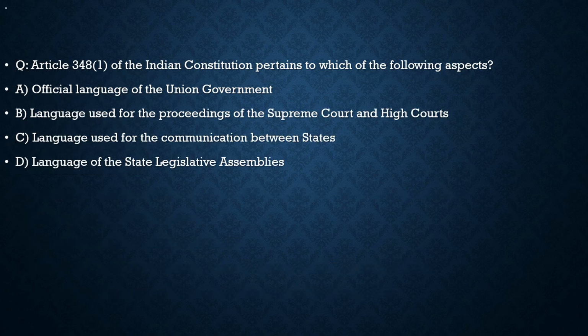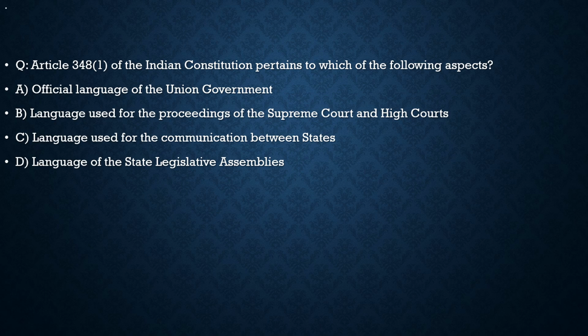Now let's move to another question. It talks about Article 348(1) of the Indian Constitution pertains to which of the following aspects? First, official language of the Union government. B, language used for the proceedings of the Supreme Court and High Court. C, language used for the communication between states. D, language of the state legislative assemblies. For this question, the correct option is option B, which is language used for the proceedings of the Supreme Court and the High Court. And for them, the language which has been used is English.